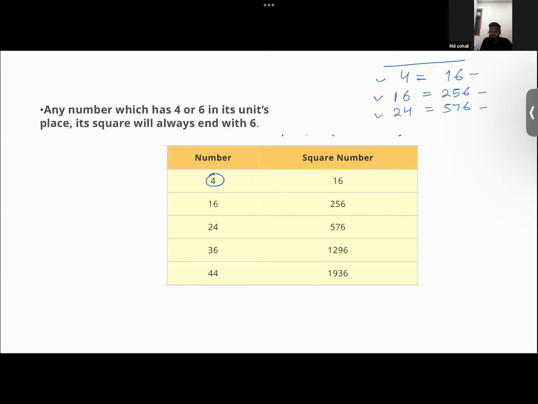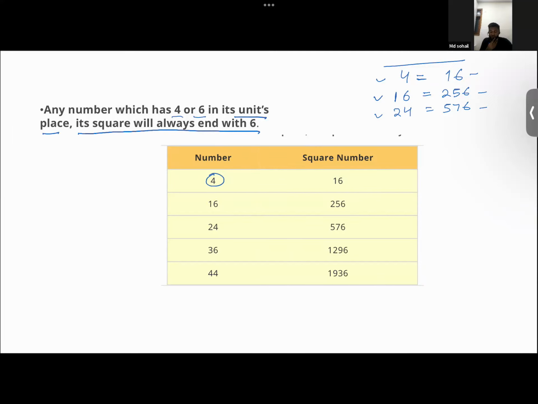Now, what is common about 16, 256, and 576? Their ones digit is always 6. Yes, exactly, Ahmed and Arhan. So numbers which have 4 or 6 in their units place, their square will always end with 6. That is the second property.